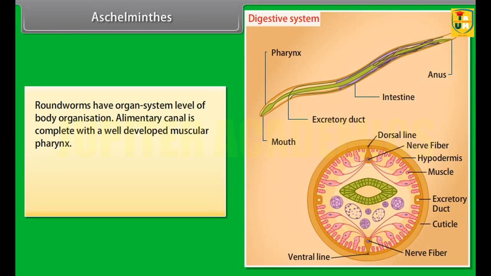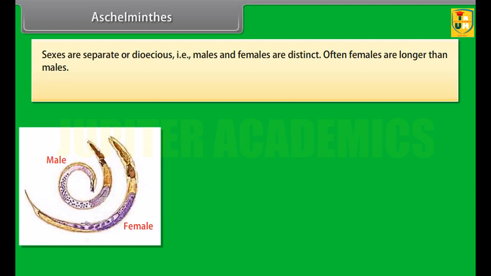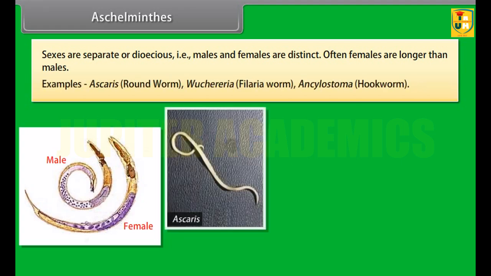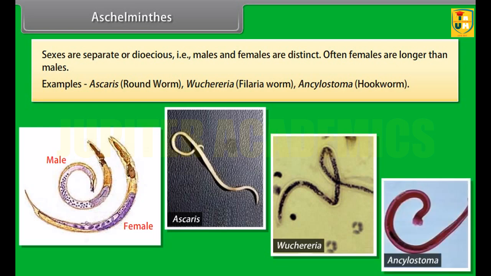Alimentary canal is complete with a well-developed muscular pharynx. An excretory tube removes body waste from the body cavity through the excretory pore. Sexes are separate or dioecious, that is, males and females are distinct. Often females are longer than males. Examples: Ascaris, that is roundworm, Wuchereria, that is filaria worm, and Ancylostoma, that is hookworm.